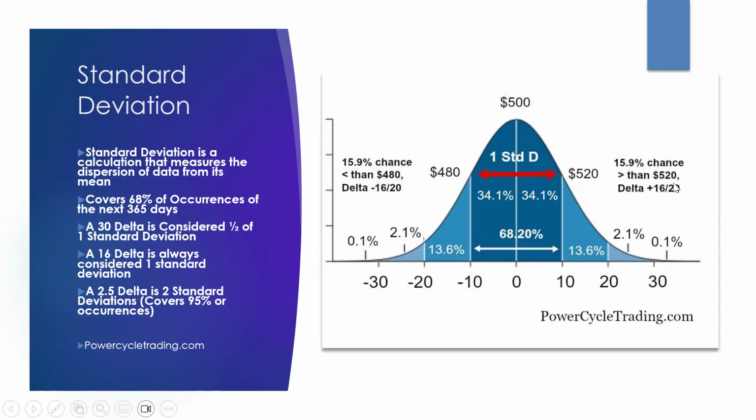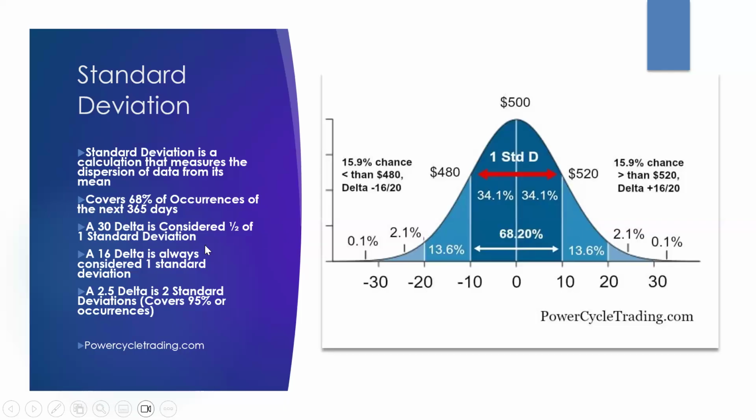Your C kids, your A pluses are going to be here, and your Fs are going to be down here. You're always going to kind of revert back overall to these C kids in here. Now, a standard deviation basically just covers 68% of occurrences over the next 365 days. But when we're talking about options expiration prices, these are already calculated in. So we can actually easily check the delta to figure out where our standard deviation is.